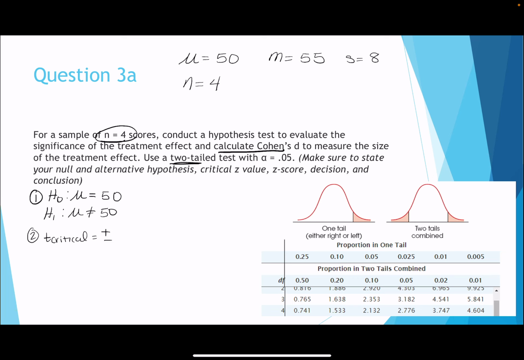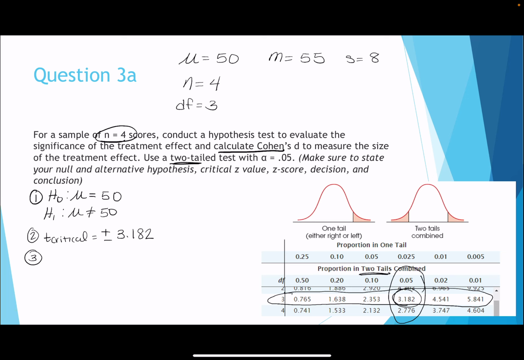We're using our n equal to 4, which means our degrees of freedom is 3. So that means we're going to be looking at this row right here. Since we're doing a two-tailed test, we want to use the second set of percentages, and we're going to do an alpha of 0.05, which is right here. So our critical t value is going to be plus or minus 3.182.